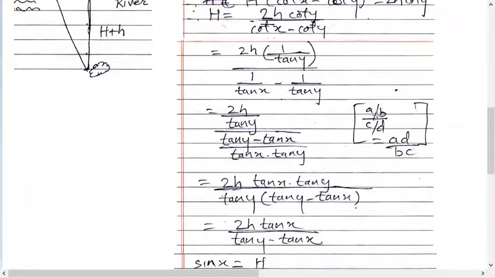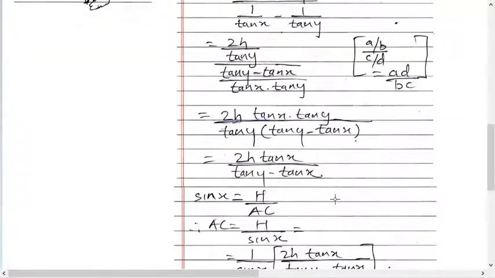Okay. Now a upon b, the whole upon c upon d equals ad upon bc. Remember this always. So what will you get over here? 2h tan x tan y upon tan y into (tan y minus tan x), right? Equals 2h tan x, this tan y gets cancelled, upon (tan y minus tan x).